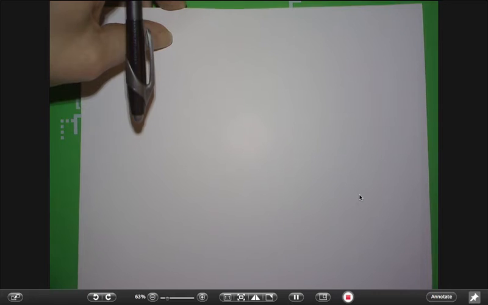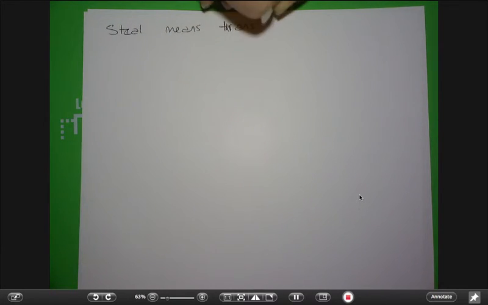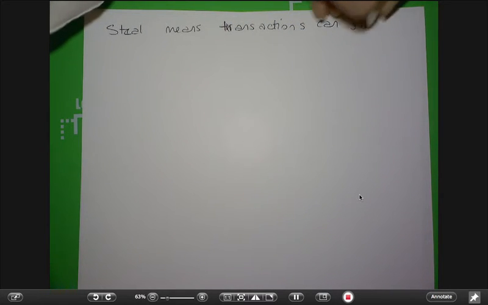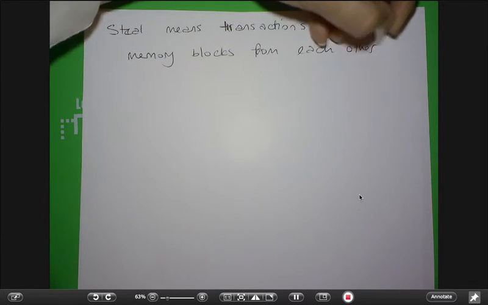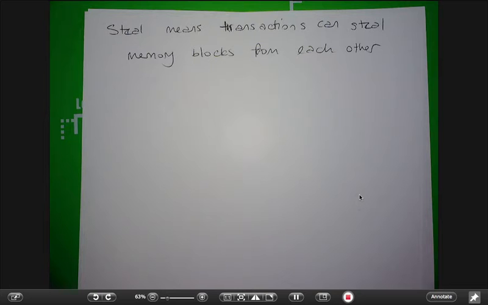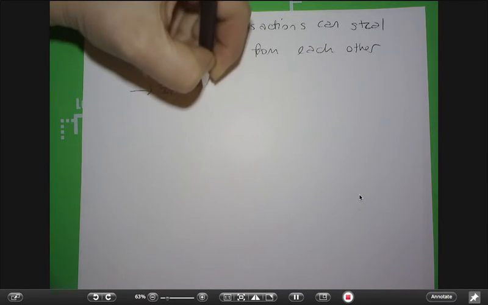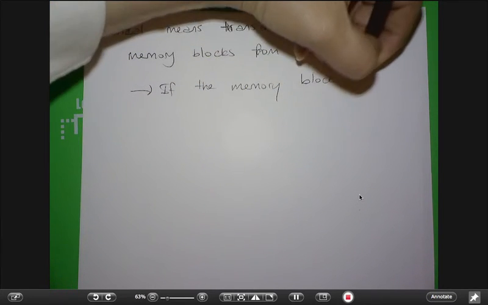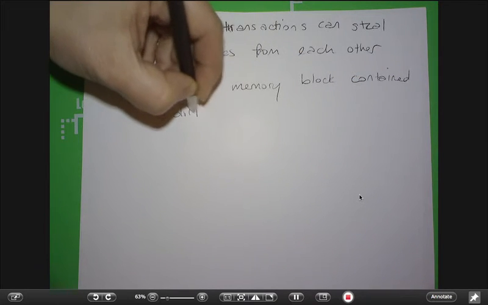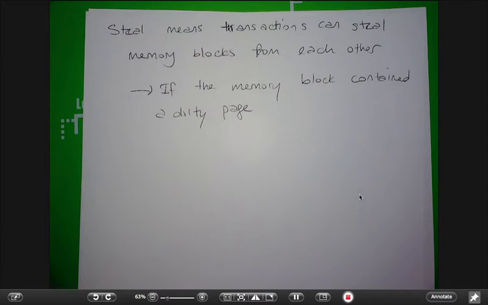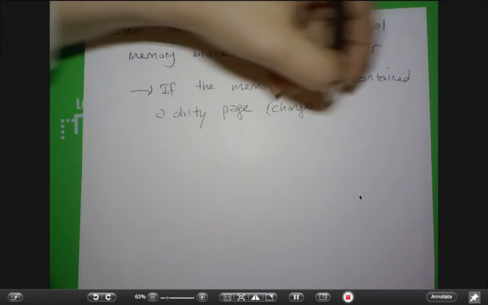Just for your purposes, I'm going to write what steal is as well, so we understand. So this was no steal. Steal means that transactions can actually steal memory blocks from each other. If that memory block happens to contain a modified page, you have to write it back to disk. So if the memory block contained a dirty page, remember, a dirty page is changed by an uncommitted transaction.